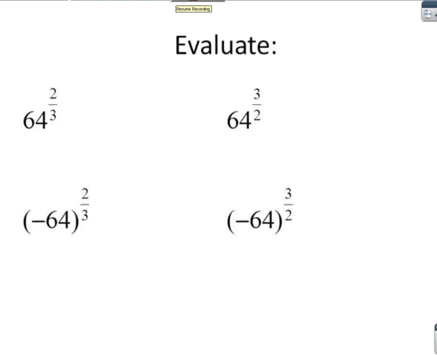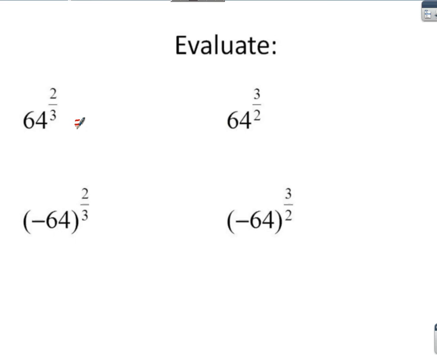So our last examples here, we're actually going to go through and find some numerical values. I've got 4 problems here that have a lot of similarities to them. If we look at this first one here, where we got 64 to the 2/3 power. Well, let's start like we've been doing in the previous examples by converting everything over to a radical.